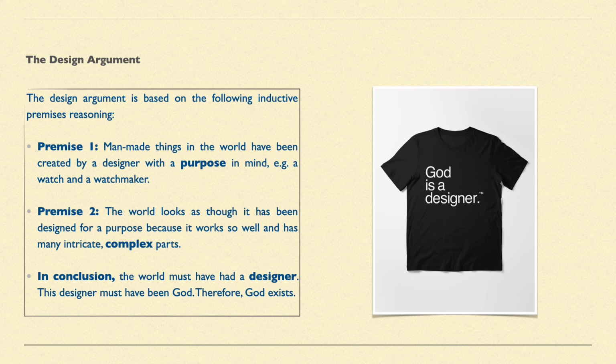You might agree on premise 2 that observable in the world is design and that it's complicated. It's not something you or I could create. But this conclusion that there must be a designer called God and God exists is not something that everyone is going to necessarily agree on.